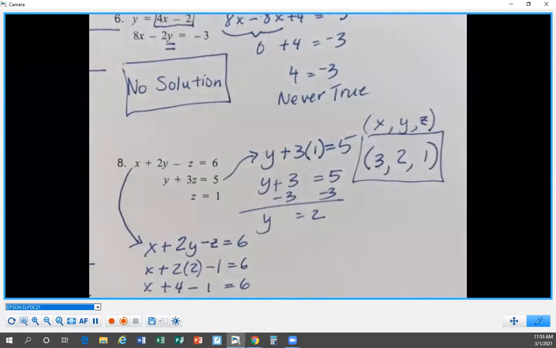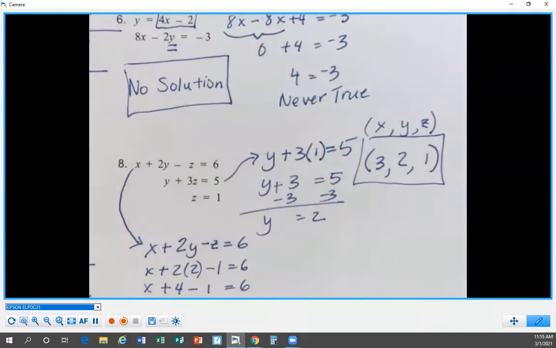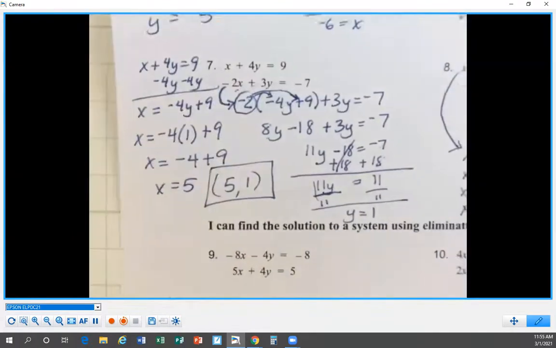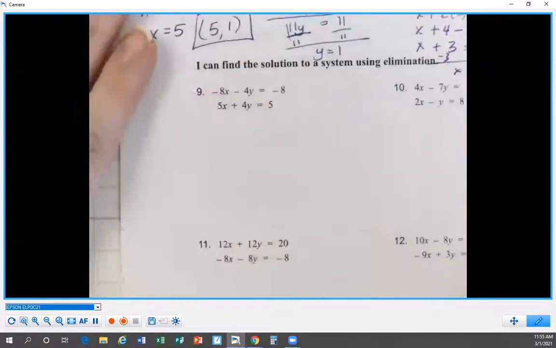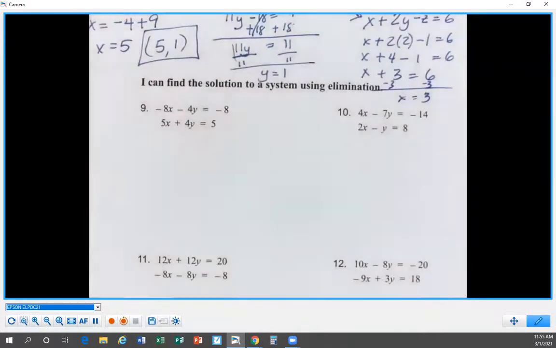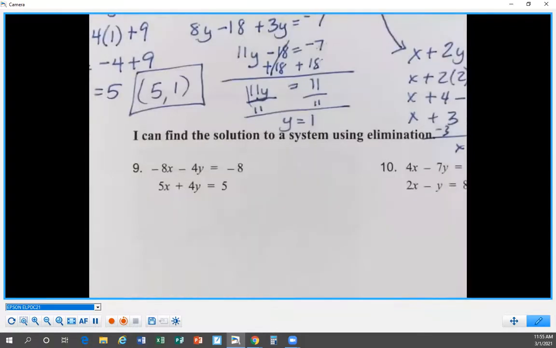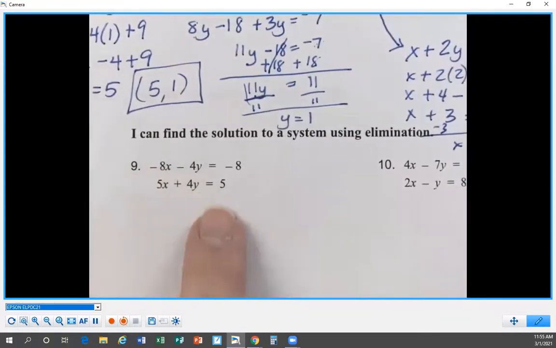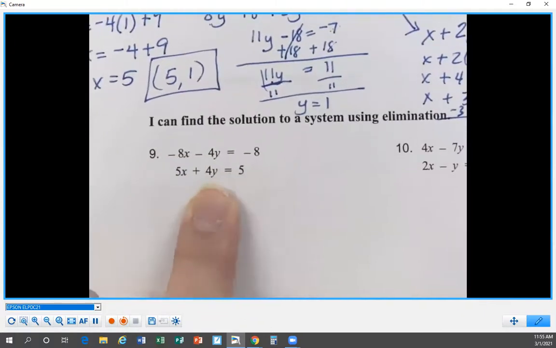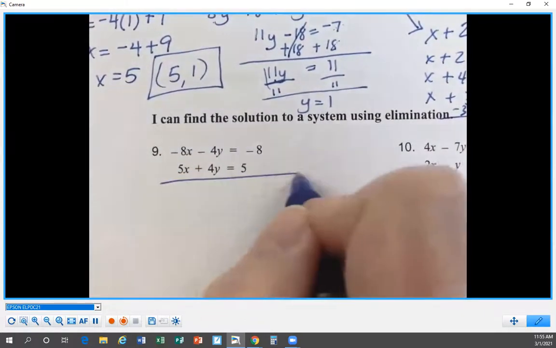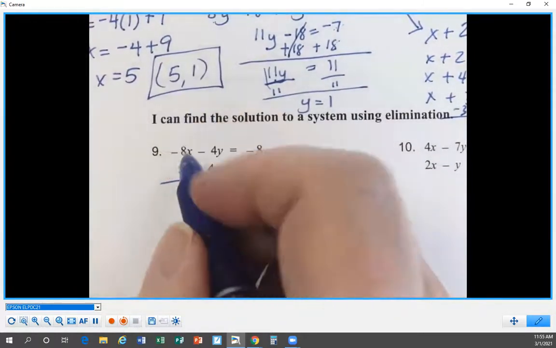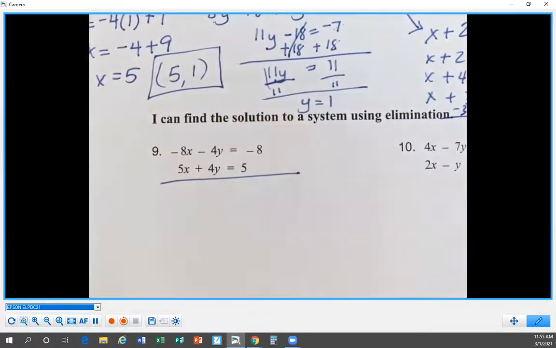All right, our next standard is solving systems of equations using elimination. So let's review elimination. When I look at number 9, it's really nicely set up for me already. So I see they're both in standard form and the y's are already set up to cancel out. So I can just add the two equations together because these y's will automatically eliminate.